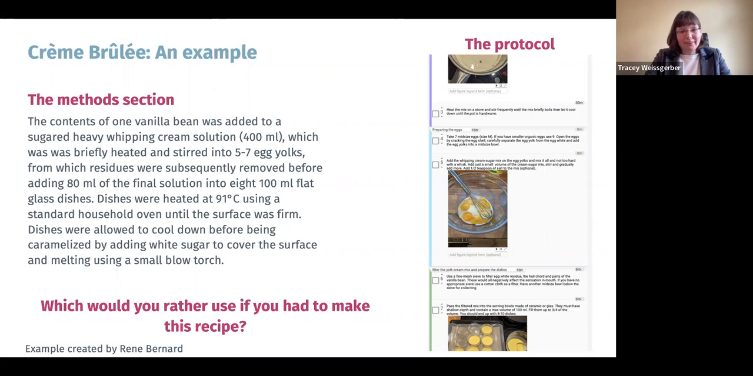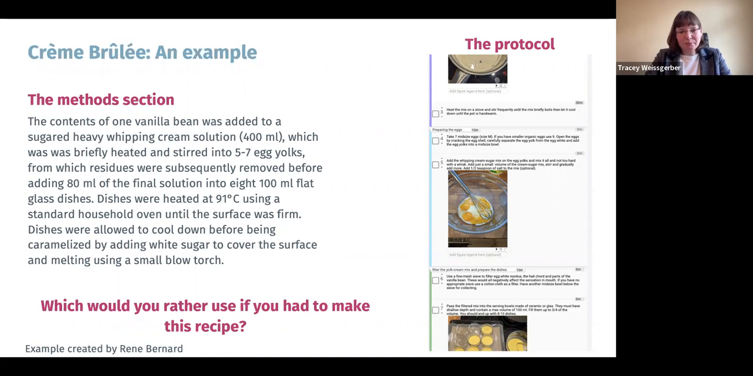It says the contents of 1 vanilla bean was added to a sugared heavy whipping cream solution, 400 milliliters, which was briefly heated and stirred into 5 to 7 egg yolks, from which residues were subsequently removed before adding 80 milliliters of the final solution into 8 100 milliliter glass dishes. Dishes were heated to 91 degrees Celsius using a standard household oven until the surface was firm. Dishes were allowed to cool down before being caramelized by adding white sugar to cover the surface and melting using a small blowtorch.